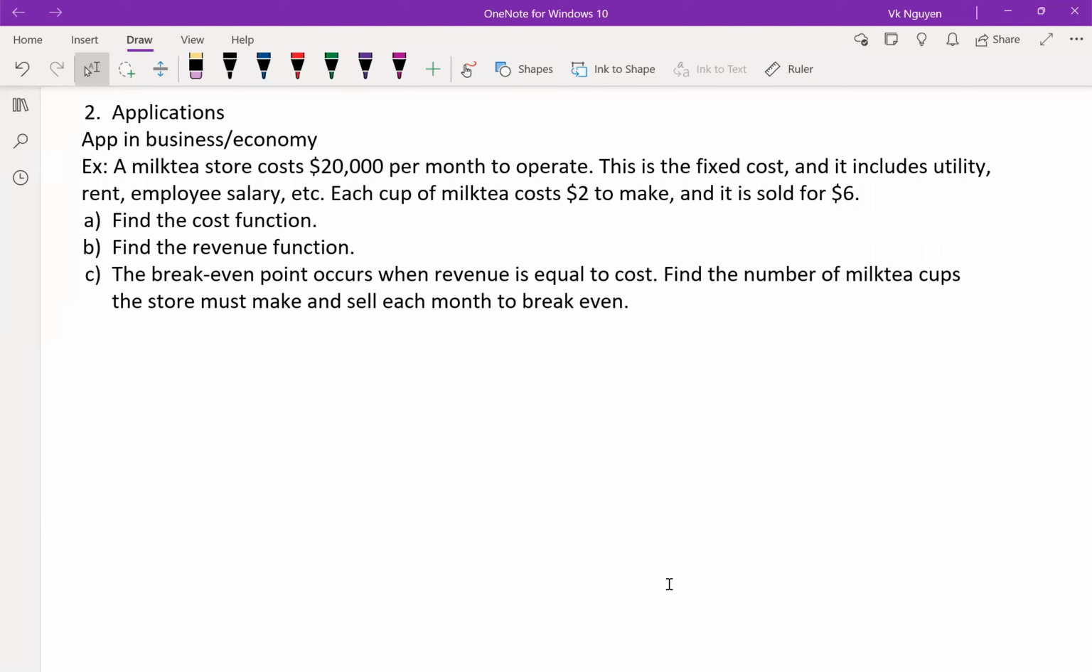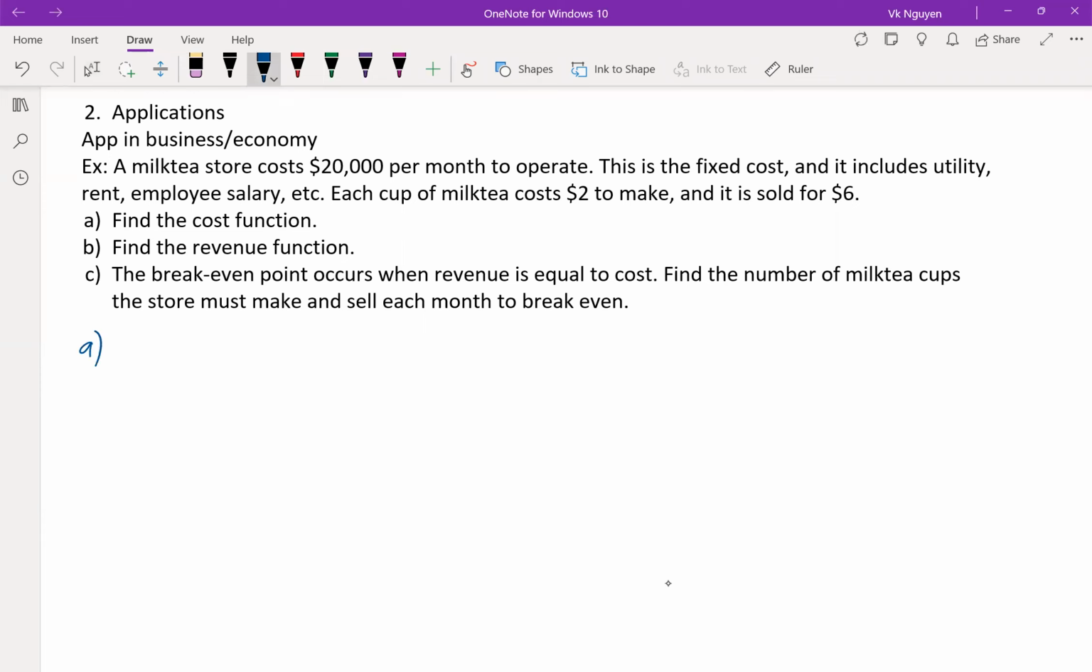A, find the cost function. B, find the revenue function. C, the break-even point occurs when revenue is equal to cost. Find the number of milk tea cups the store must make and sell each month to break even. Remember, in business, the most important part is you want to break even. So let's take a look at the solution.